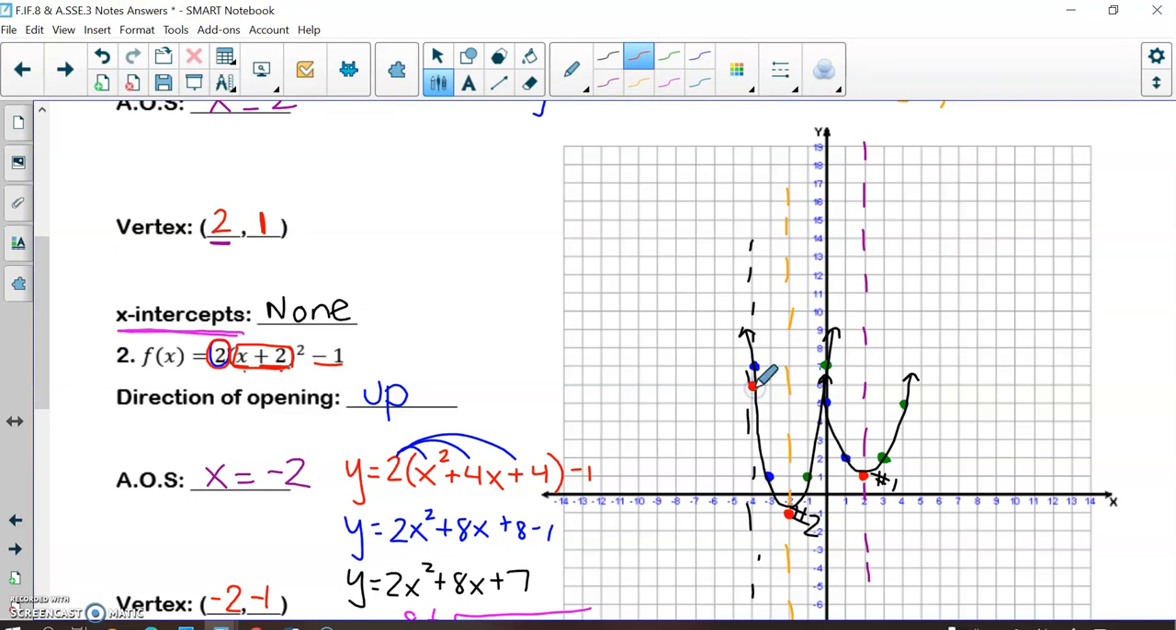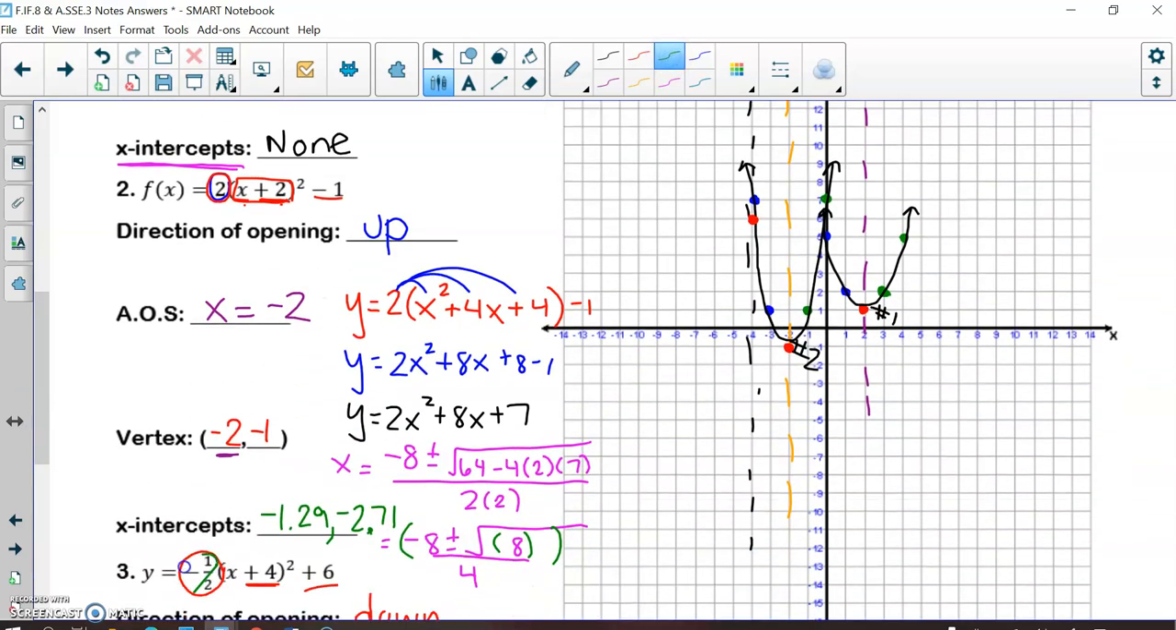To get my next point, I do my a value, which is negative 1/2 times 1. Well, a negative 1/2 times a 1 is a negative 1/2, so that means I go down 1/2 and over 1. Now I'm going to do negative 1/2 times 3, which is a negative 1.5. So from my new point, I go down 1.5 and over 1 to get my next point.